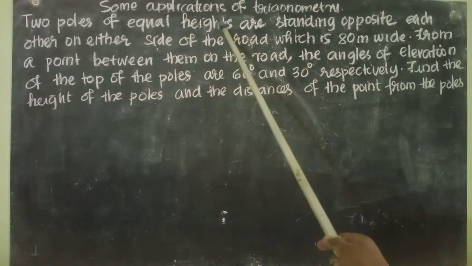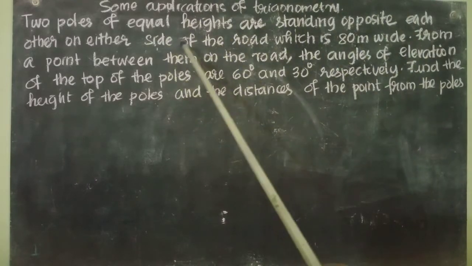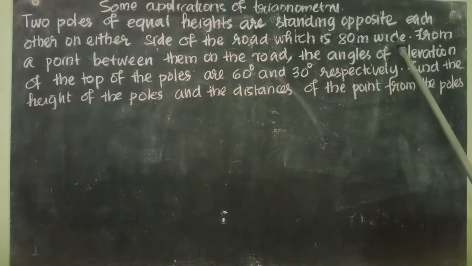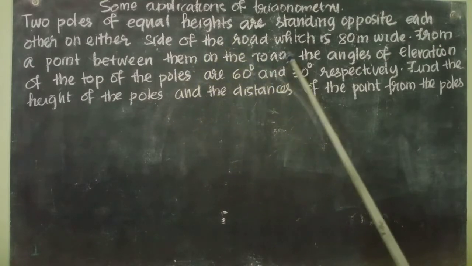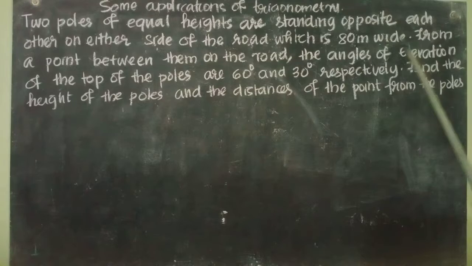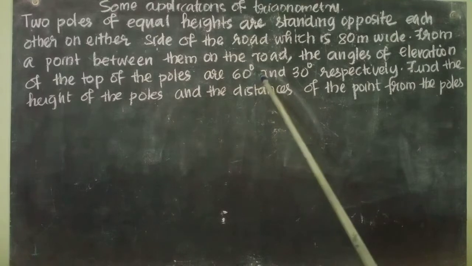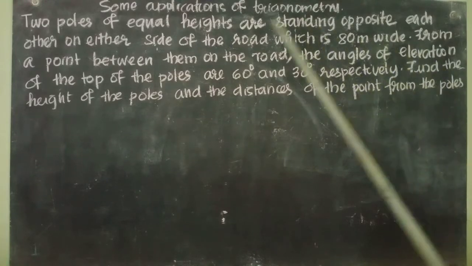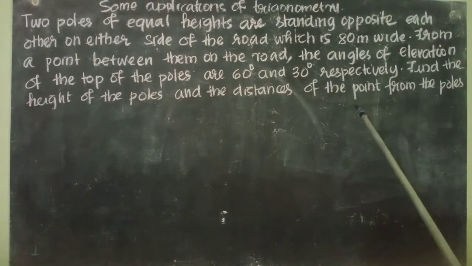Two poles of equal heights are standing opposite each other on either side of the road, which is 80 meter wide. From a point between them on the road, the angles of elevation of the top of the poles are 60 degree and 30 degree respectively. Find the height of the poles and the distances of the point from the poles.